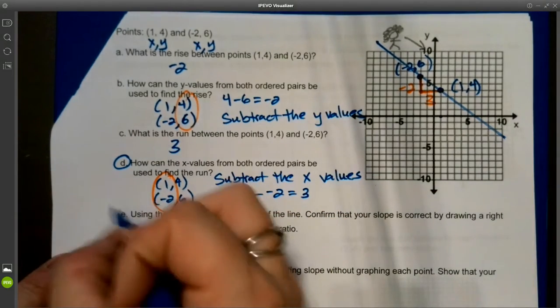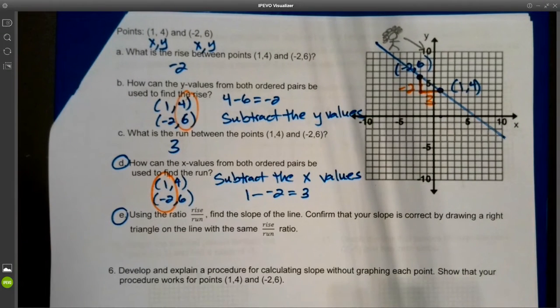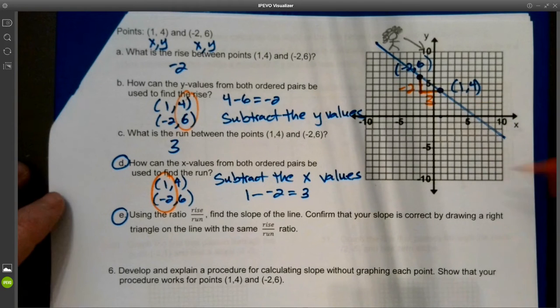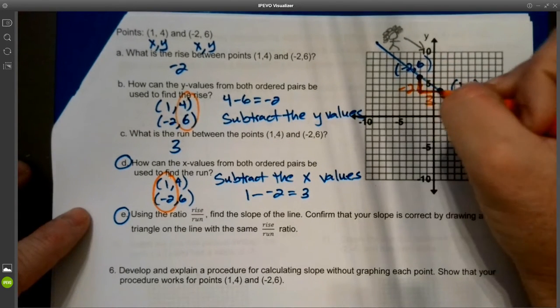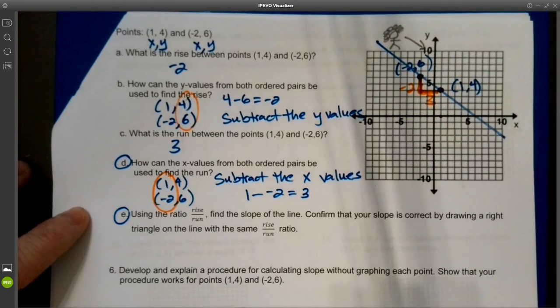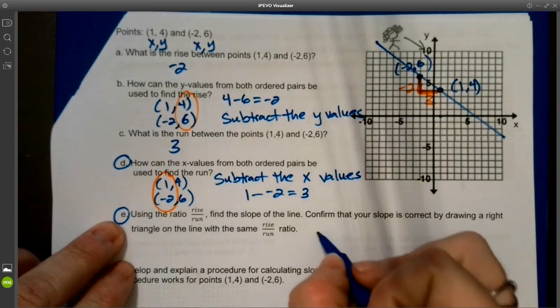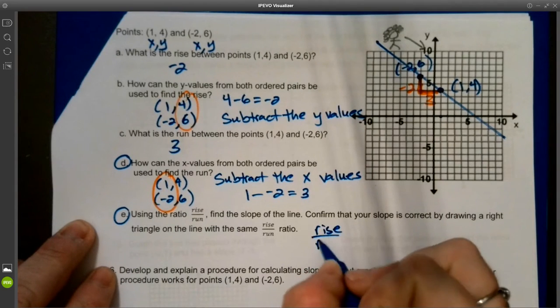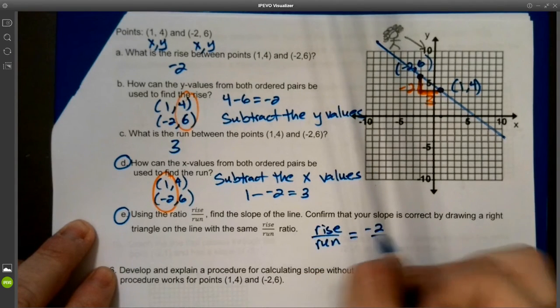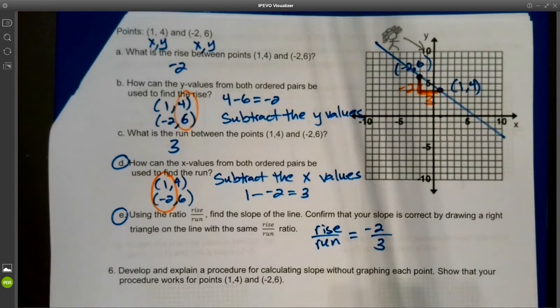So again, for part E, using the ratio rise over run, find the slope of the line, confirm that your slope is correct by drawing a right triangle. Here's the problem. We already did the right triangle. So we already went down negative 2 and we went over 3, which is the slope of the line. And it should be negative according to Mr. Sammy Slope. So I think we're in good shape. So again, rise over run in this case is negative 2 over 3.